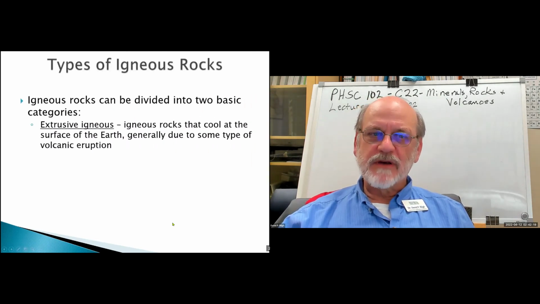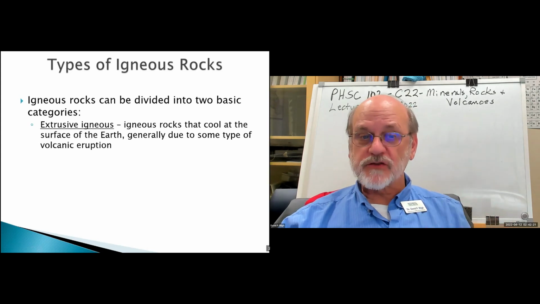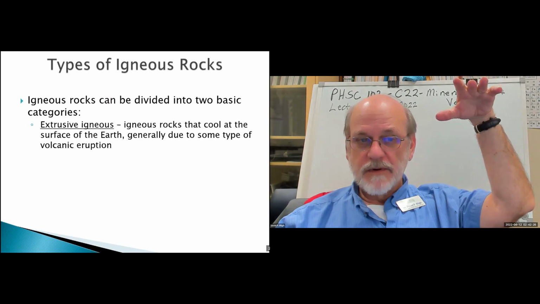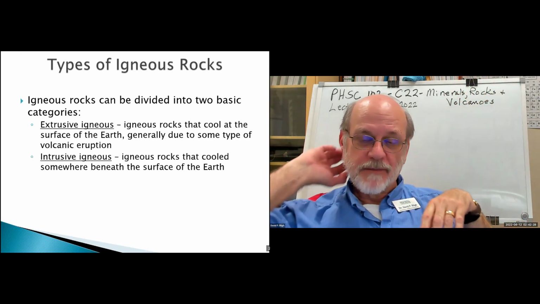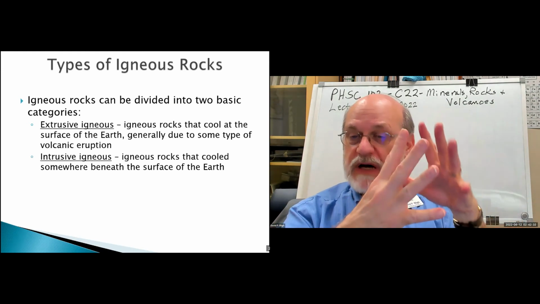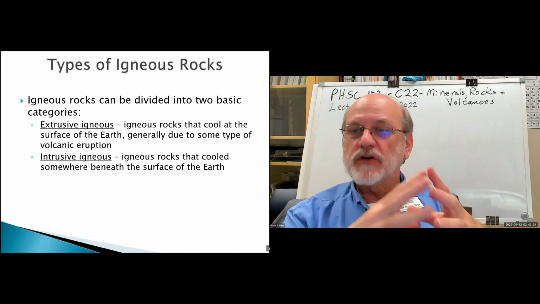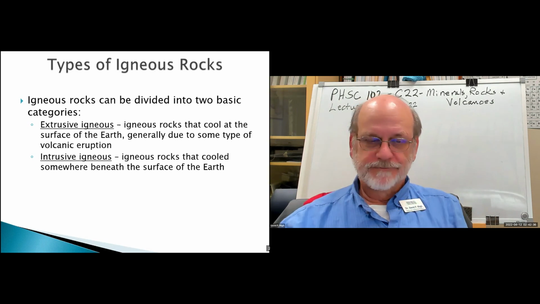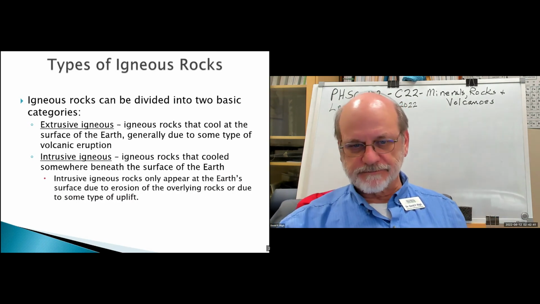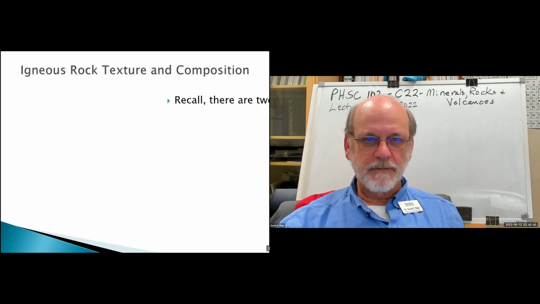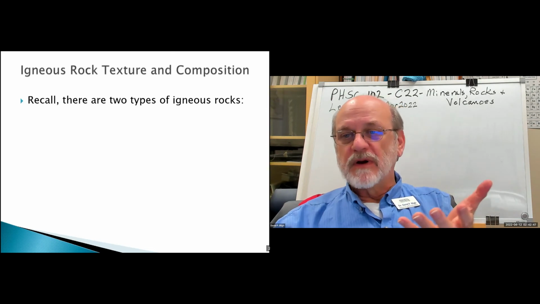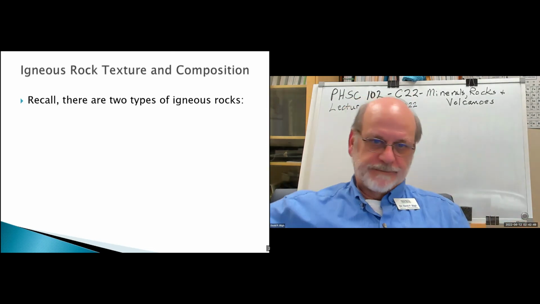Two basic types of igneous rock. We mentioned these earlier. Extrusive igneous rocks, those that come to the surface and cool, and intrusive, those that break into structures above and sit there underneath the surface of the earth and cool. Right? Those are the two major divisions of igneous rock. And we only see those if they are further pushed up or eroded away.